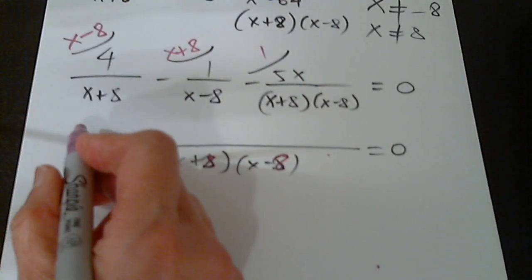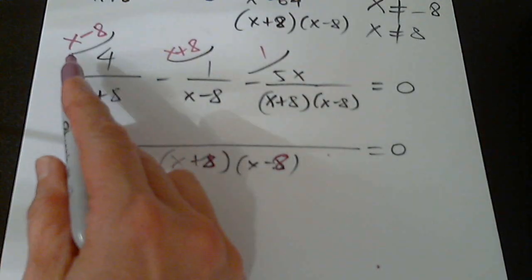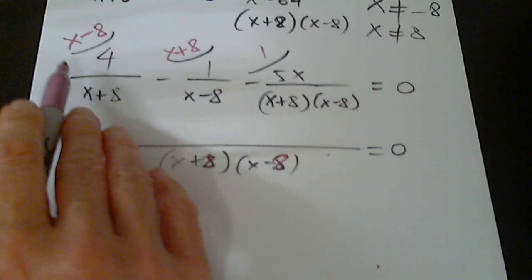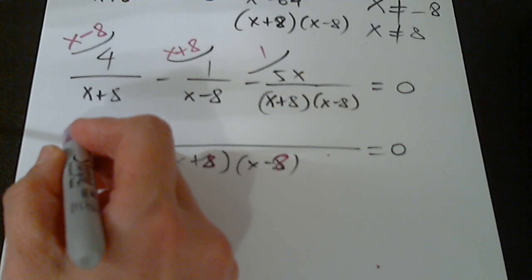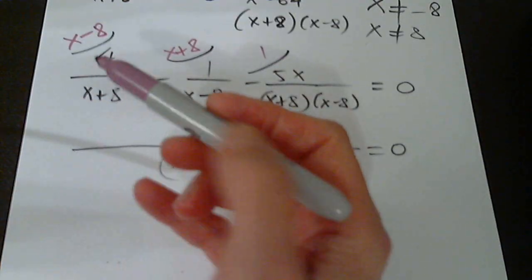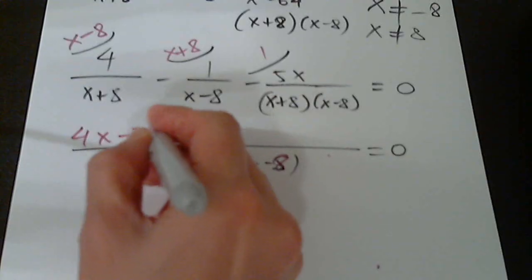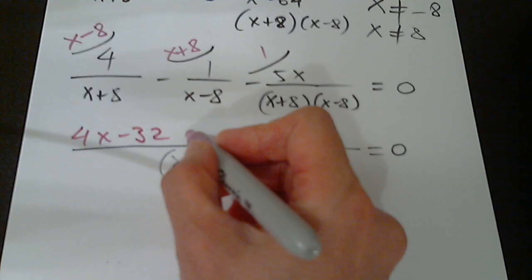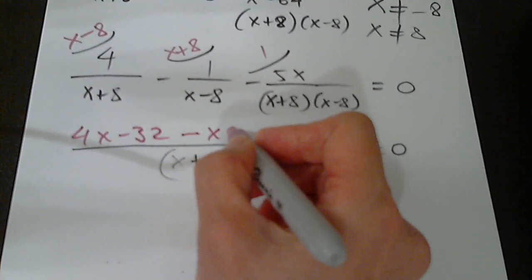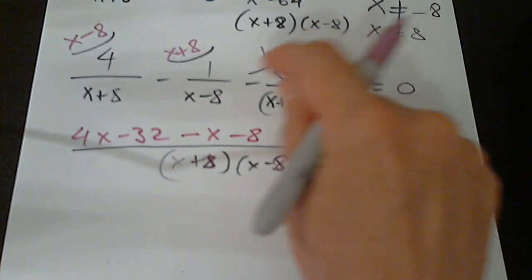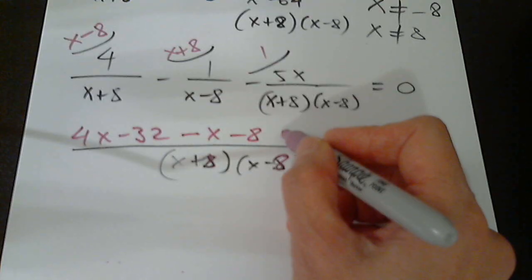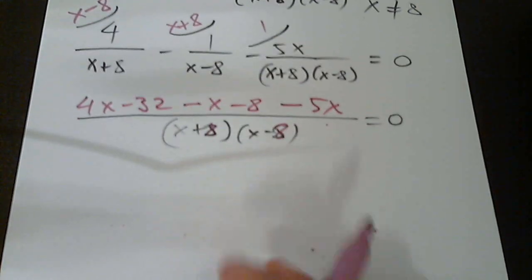4 distributed to these two: 4x minus 32. Perfect. Minus 1, or negative 1, distributed to these two. Now we get negative x minus 8. Perfect. Negative 5x times 1. Negative 5x. That's it. Perfect.